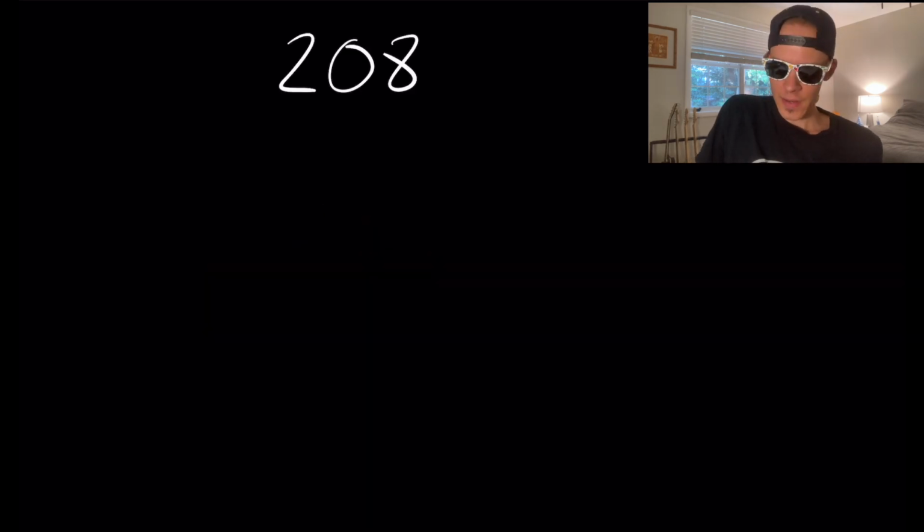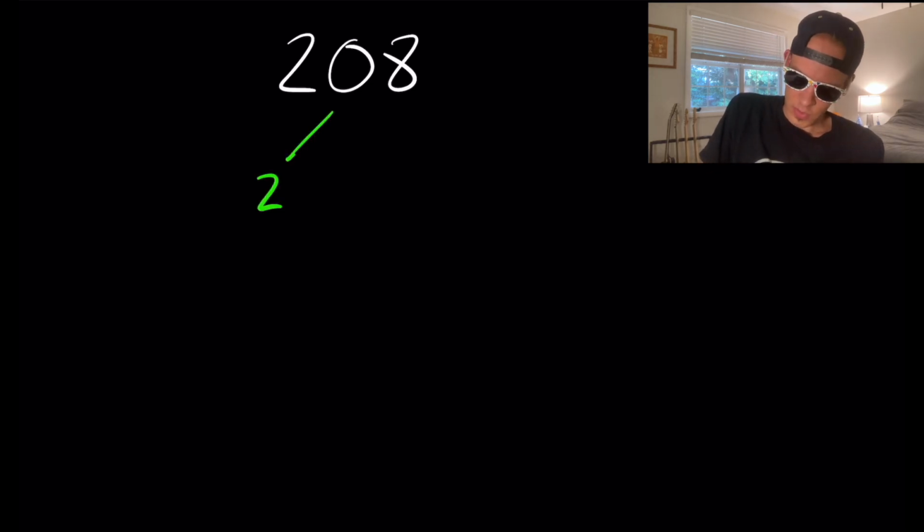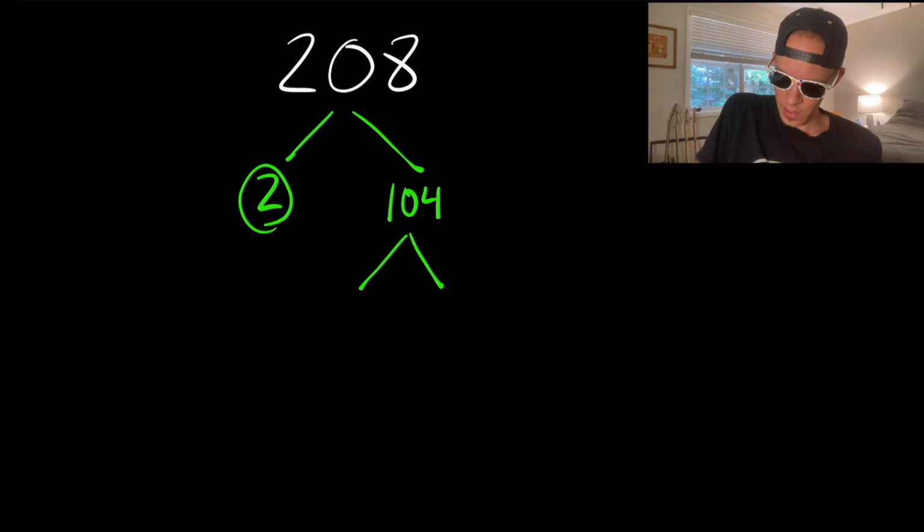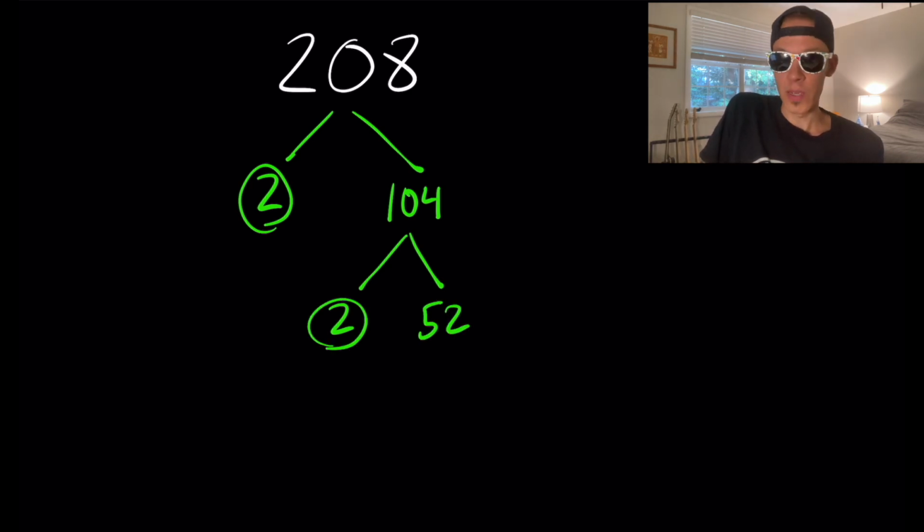All right, 208. So this is an even number, so I should just immediately recognize that 2 is going to be a factor. So I'll split this up into 2 times 104. And then 2 is a prime number, so we're not going to split that up any further. 104 is also an even number, so I'm going to split that up into 2 times, let's see, 2 times 50 is 100, so 2 times 52 would be 104. Again, we got our prime number 2 there, so I'll circle it.